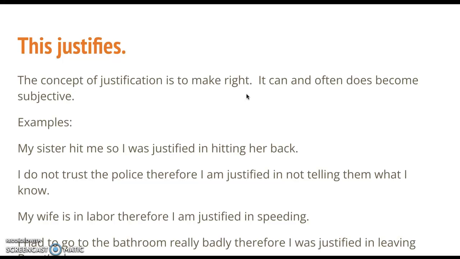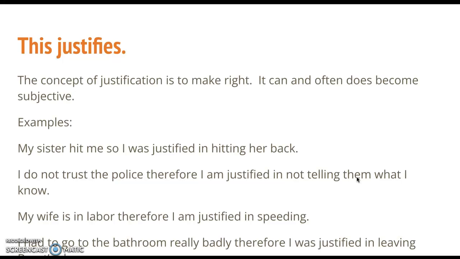Or, I do not trust the police, therefore I am justified in not telling them what I know. Not everyone may agree with this. Some people would say, no, you should still tell the police the truth because they're trying to do good, even if there are some you don't trust. Right? My wife is in labor, therefore I am justified in speeding. If my wife were having a baby and I were driving and I decided to speed to try and get her to the hospital more quickly and a police officer pulled me over, can I say, hey, I had a different thing going on here, I had to speed? The police officer may agree or disagree.